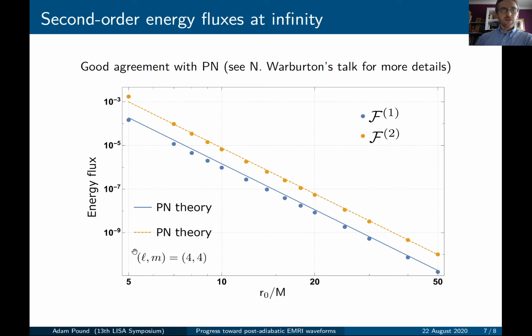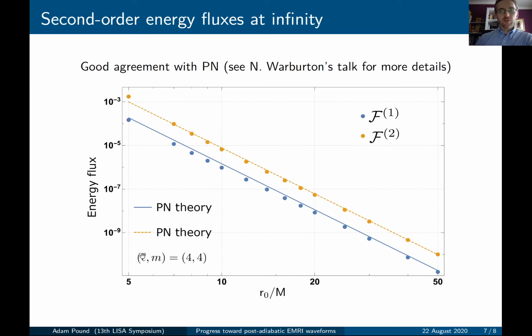So this is a plot of the energy flux as a function of orbital radius. So the solid dots are the numerical results. The blue dots are the first-order fluxes, which are kind of standard in the literature. They've been computed by many people many times. Then the new thing is the gold dots, which are the subleading corrections coming from the second-order metric perturbation at infinity.